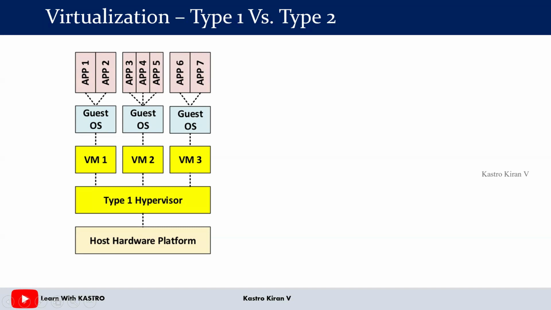Now, on top of each virtual machine, I'm going to install the operating system. It can be a Linux-based operating system, a Windows-based operating system, a Mac-based operating system, or a Red Hat-based operating system. Doesn't matter. So I am going to install multiple operating systems on multiple machines. Now, on top of the operating systems, I will deploy the different applications according to my requirement. This is called type 1 virtualization.